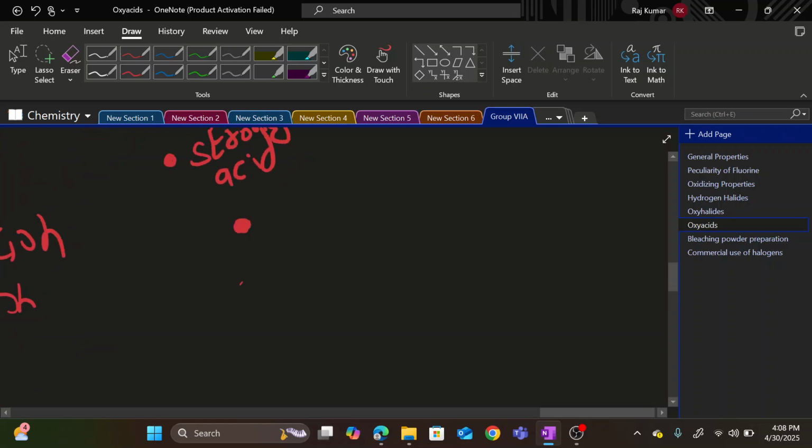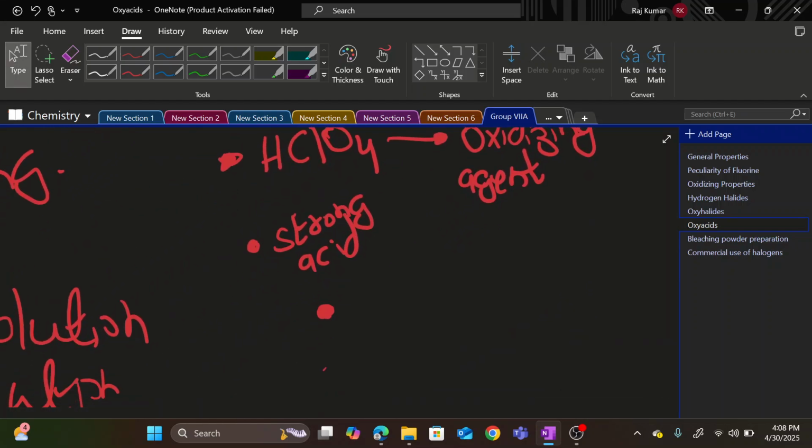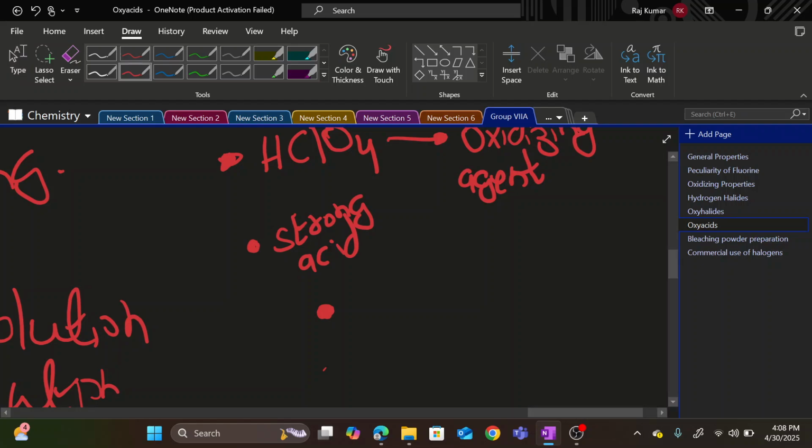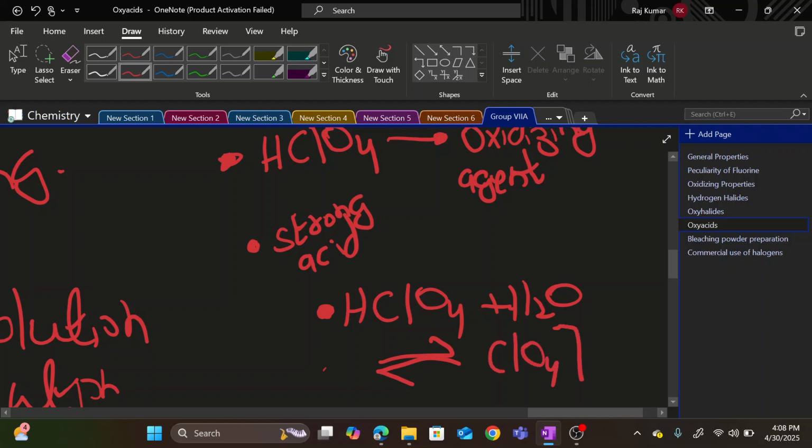And perchloric acid, when it is dissolved in water, produces chlorate ions. When it dissolves in water, it produces chlorate ions.